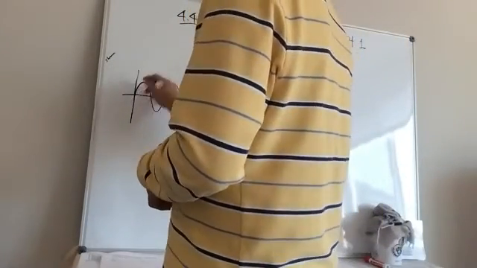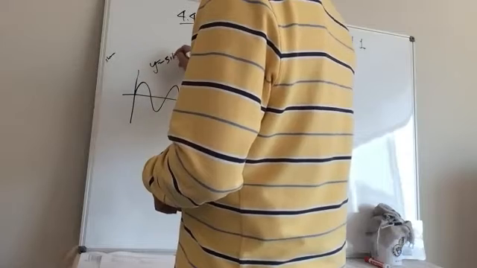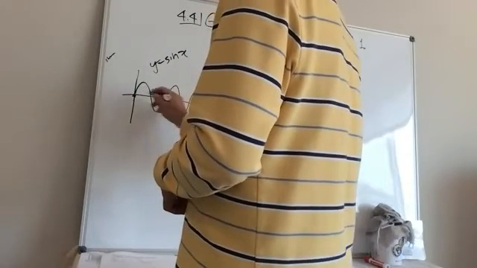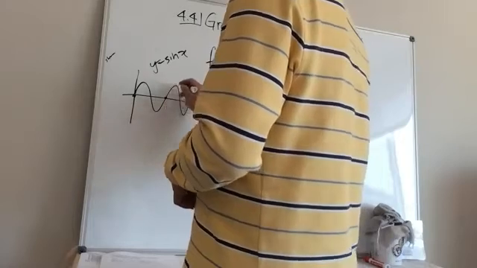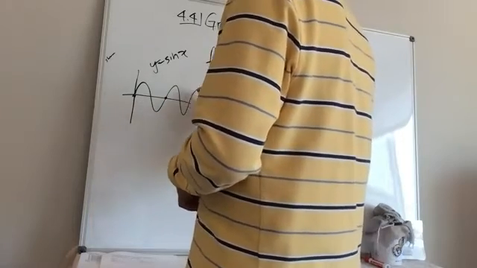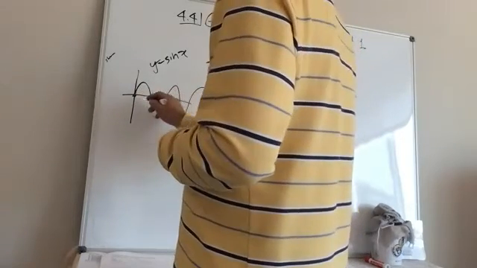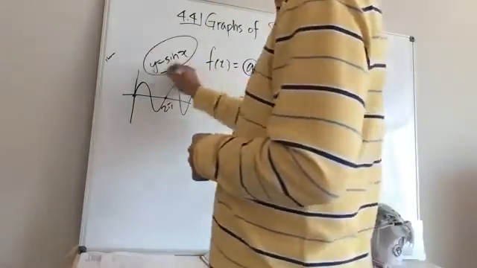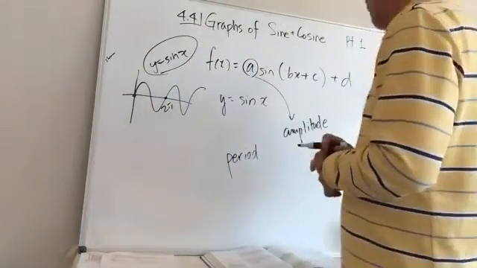this was y is equal to sine x, right? It took from here to here to replicate itself, right? And it starts anew, it starts the same way again, right? So from here to here this was 2 pi. So the period for this graph must have been 2 pi, okay?